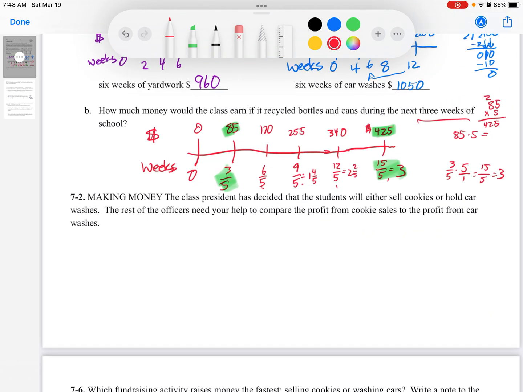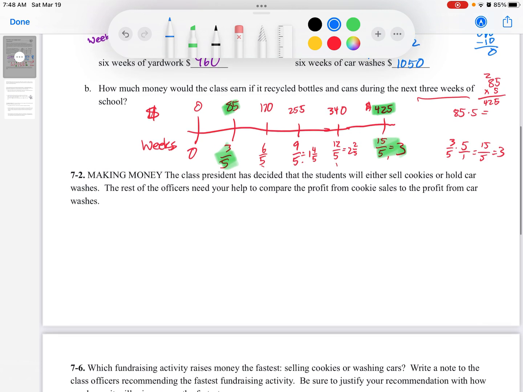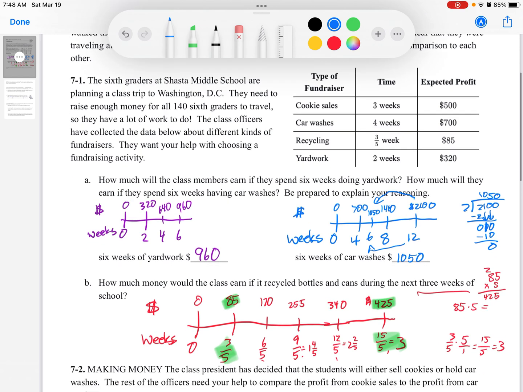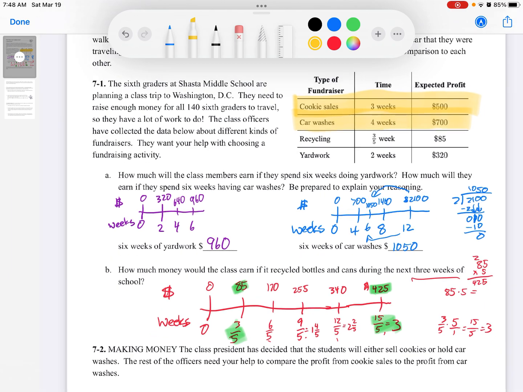All right, let's move on to 7-2. The class president has decided the students will either sell cookies or hold a car wash. The rest of the officers need your help to compare the profit from cookie sales to the profit from car washes. Well, let's take a look. Cookie sales is 3 weeks for $500, so cookie sales. And then car washes is 4 weeks at $700, right?